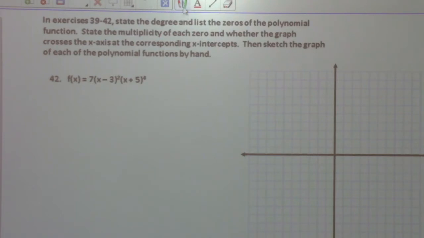So the first thing we're looking for is degree, right? So what will be our degree of this thing? 6. Now, not that it asks here, but is this going to be positive or negative? Positive. So positive.